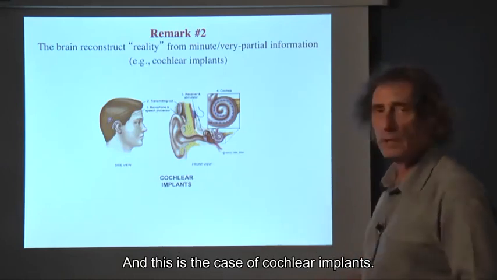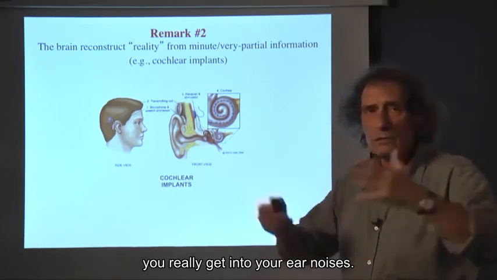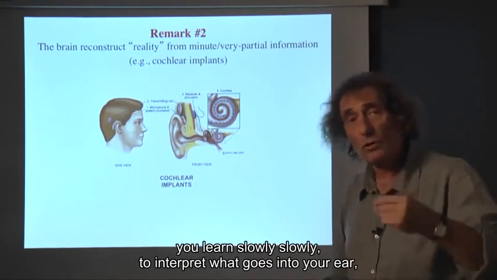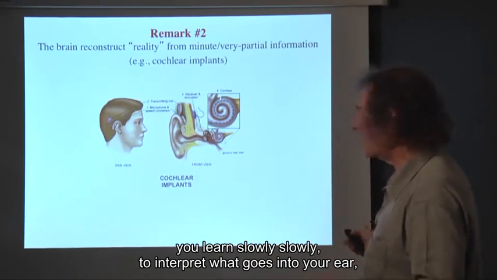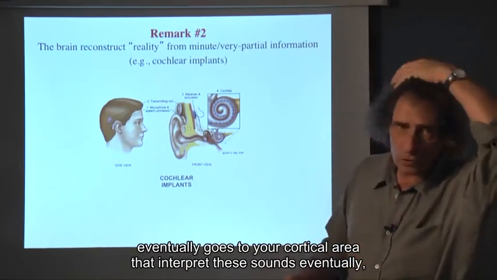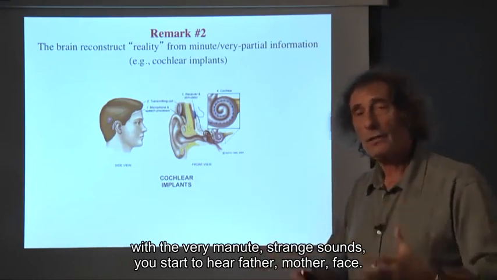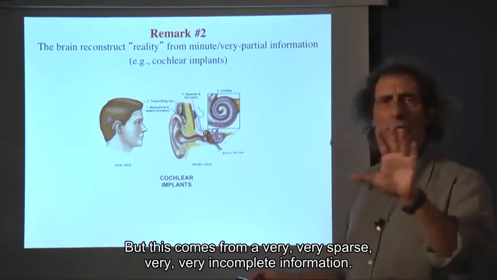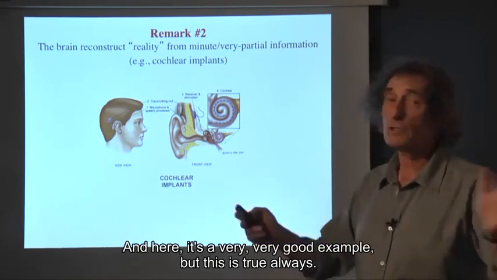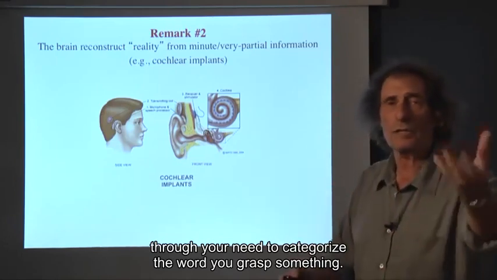And this is the case of cochlear implants. In cochlear implants, in case of people that have difficulties in hearing, you really get into your ear very, very strange noises. But then you learn slowly, as a deaf person, to interpret what goes into your ear, activates the cells there, all the different cell types. Eventually it goes to your cortical area that interprets these sounds. Eventually, with very minute, strange sounds, you start to hear father, mother, face. But this comes from very, very sparse, very incomplete information. So the brain reconstructs information, and here it's a very good example, but this is true always. You see something, and immediately, through learning or through your need to categorize the world, you grasp something, and you believe that it's there.